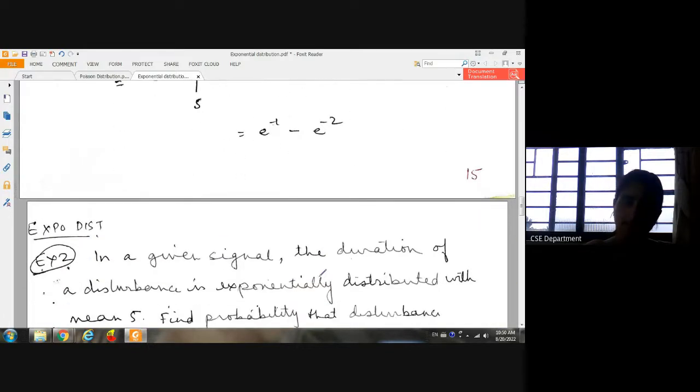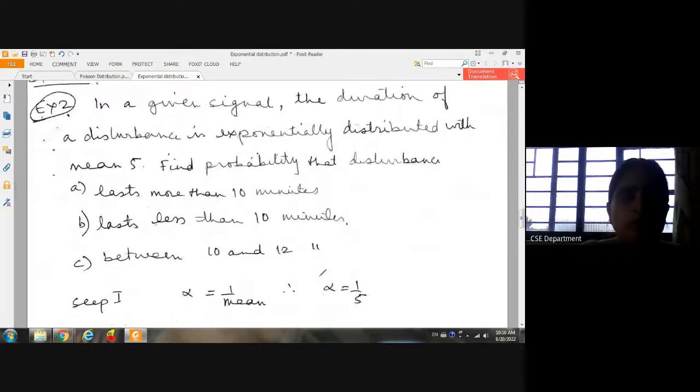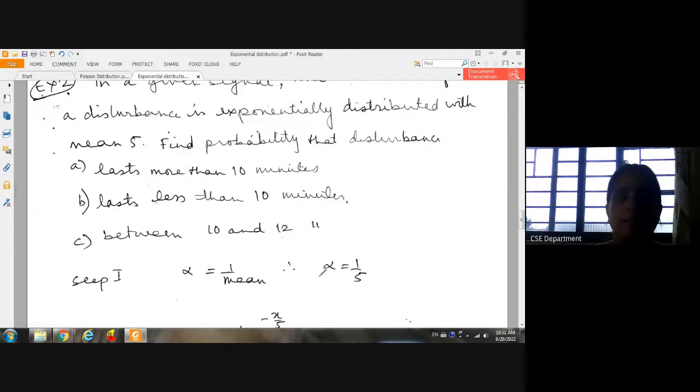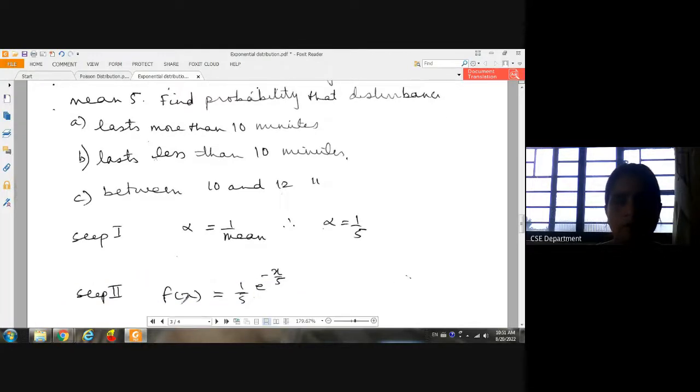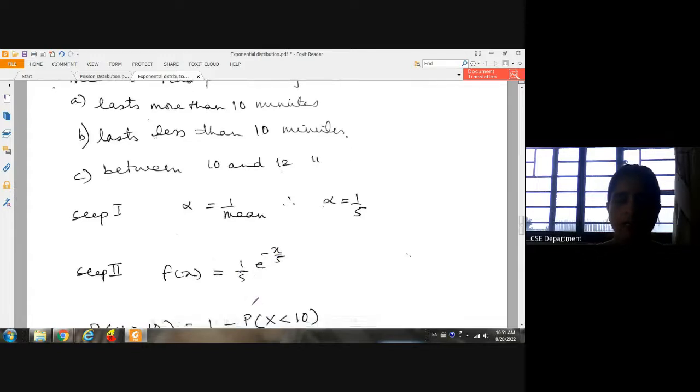Right? Let us do another problem just so that you are fully thorough. In a given signal, the duration of a disturbance is exponentially distributed with mean 5. Find the probability that the disturbance lasts more than 10 minutes, lasts less than 10 minutes, and between 10 and 12 minutes. So the exponential distribution is given. First step, the mean is 5, so alpha is 1 by 5. The f x formula, you have to know that it is alpha e to the power of minus alpha x, alpha is 1 by 5. So you write it down.